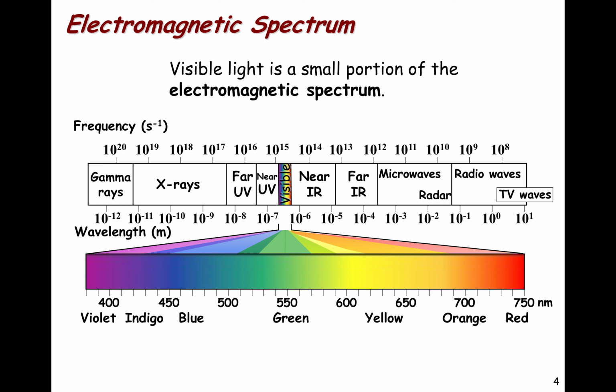All of these different types of electromagnetic radiation are useful in one way or another to help us understand things about the universe, and in particular, in our case, the world of atoms and molecules.